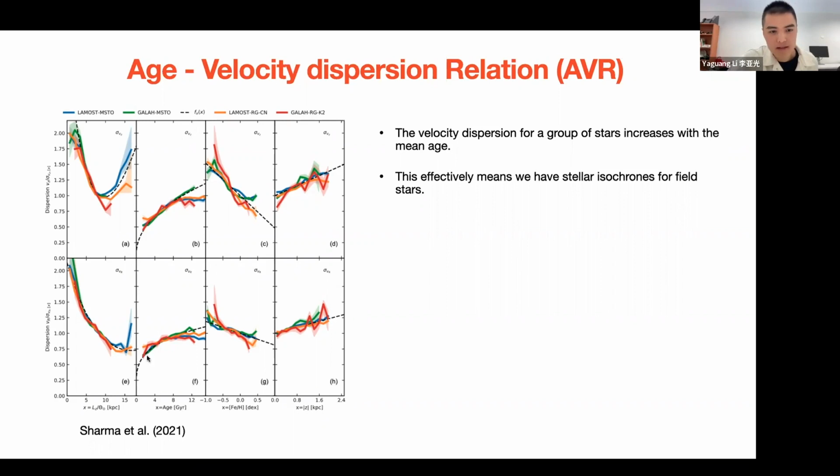So here I'm showing the velocity dispersion as a function of various parameters. But in the second column, I'm showing its relation with respect to age. And we can see there is a clear dependency between the velocity dispersion as well as the stellar age. And this has been validated across different surveys, as you can see indicated by the different colored lines here. So what does this mean for us? I think this effectively means that we now have stellar isochrones for field stars. The velocity dispersion for a group of stars will increase with the mean age for this group of stars.